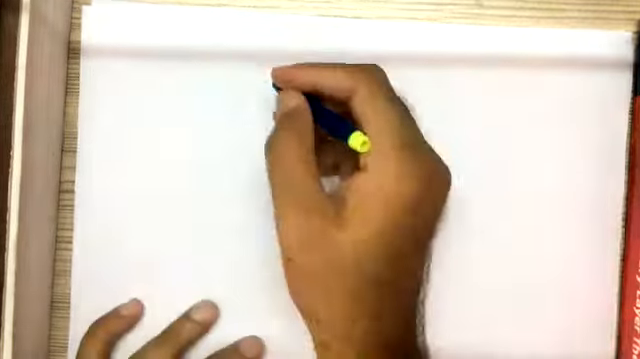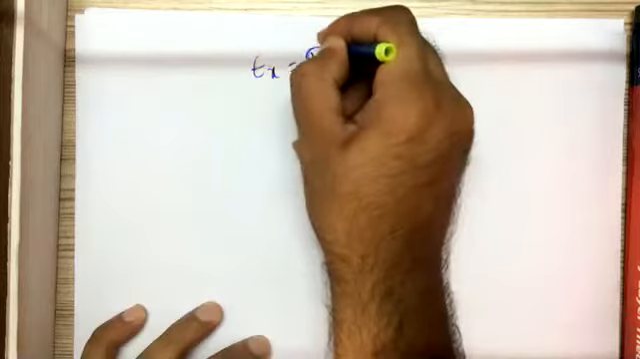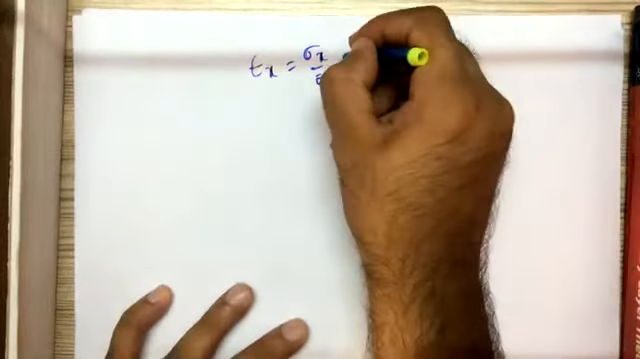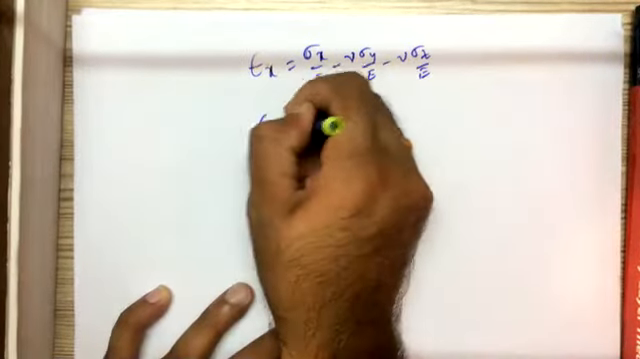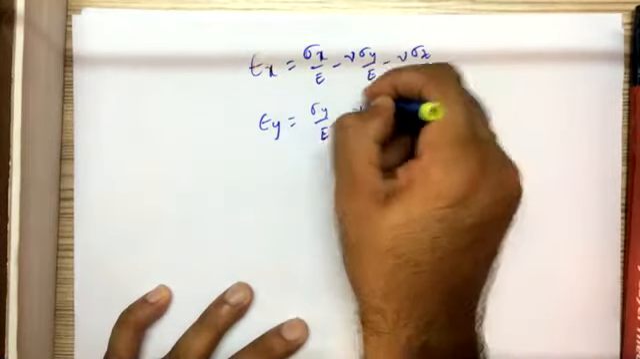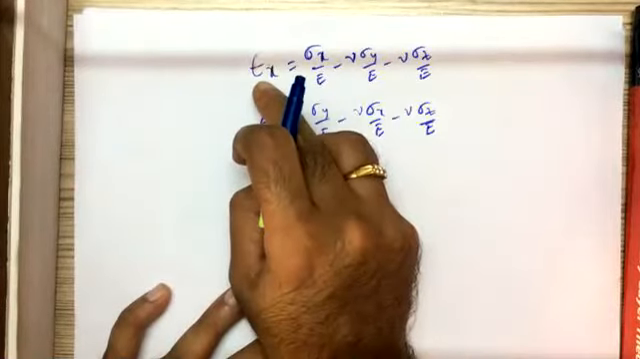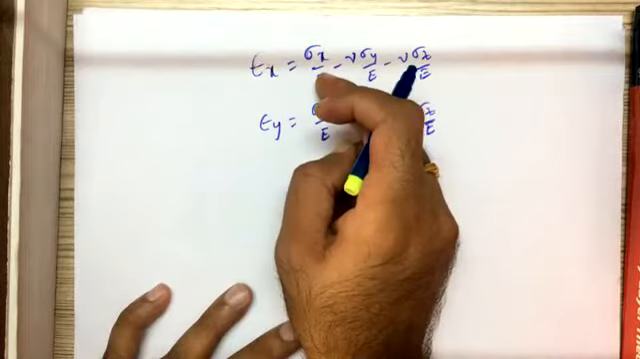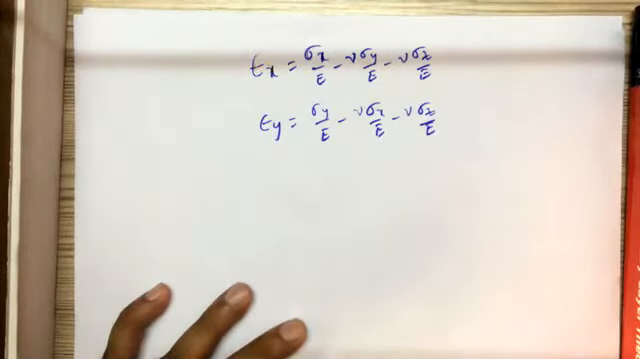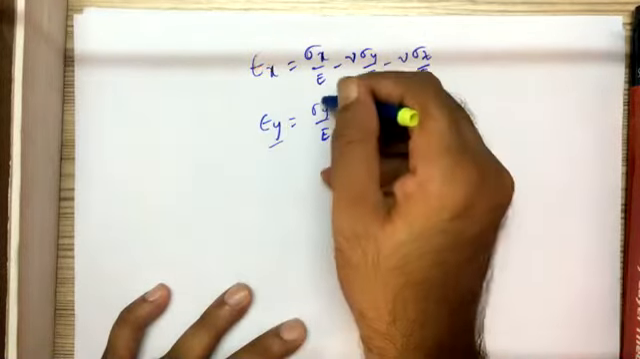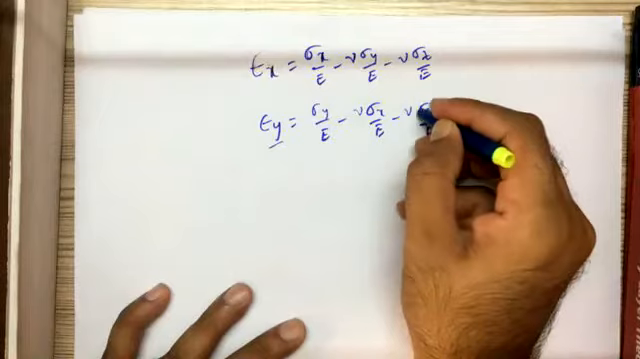We can write epsilon x is equal to sigma x by E minus mu sigma y by E minus mu sigma z by E. Epsilon y is equal to sigma y by E minus mu sigma x by E minus mu sigma z by E. See, once you write epsilon x, that will be simply sigma x by E minus the lateral strains, nu into sigma y by E minus mu sigma z by E. You have to put nu. That's it, for the other two directions. Similarly, epsilon y is simply sigma y by E minus the lateral strains from the other two directions, minus mu into sigma x by E minus mu into sigma z by E.